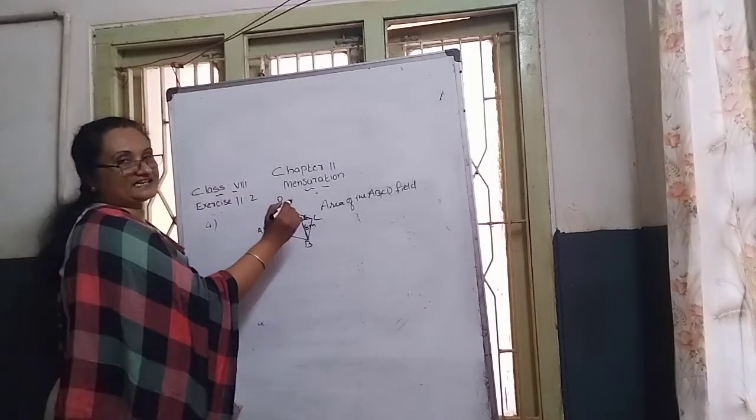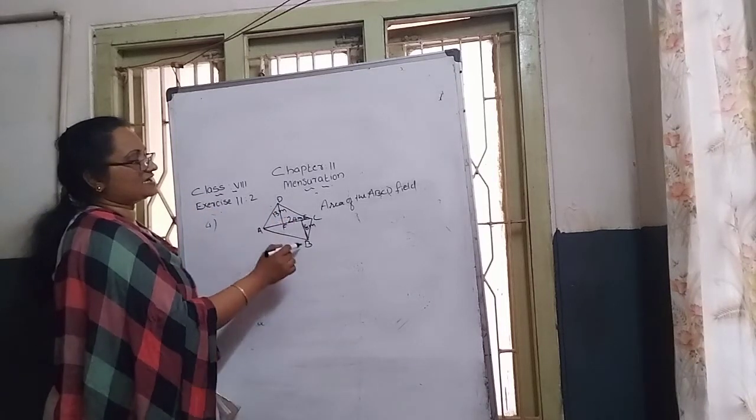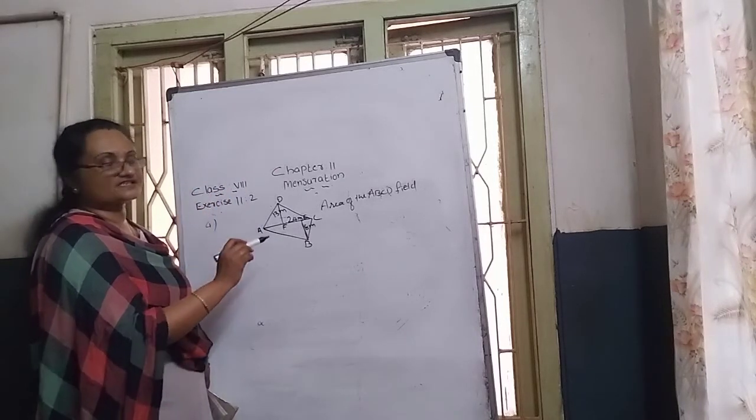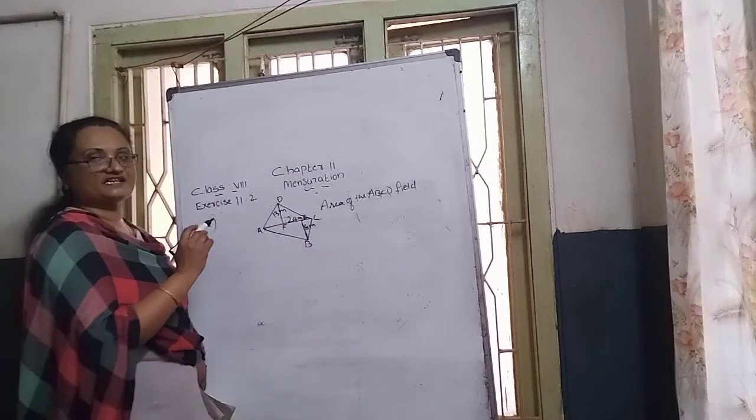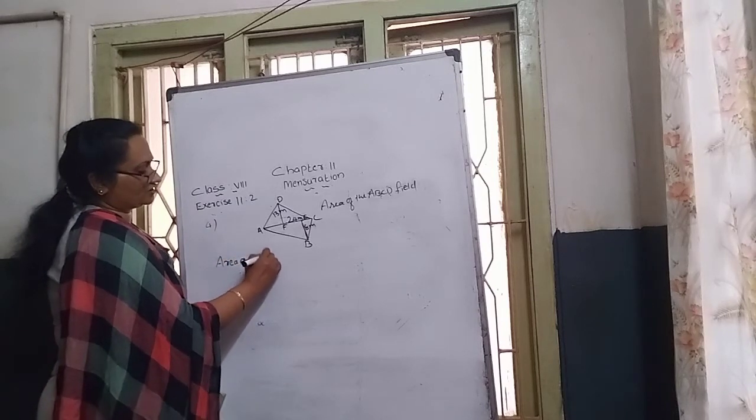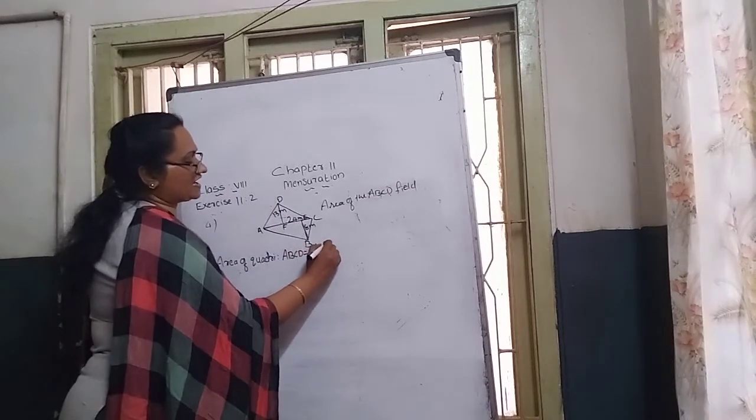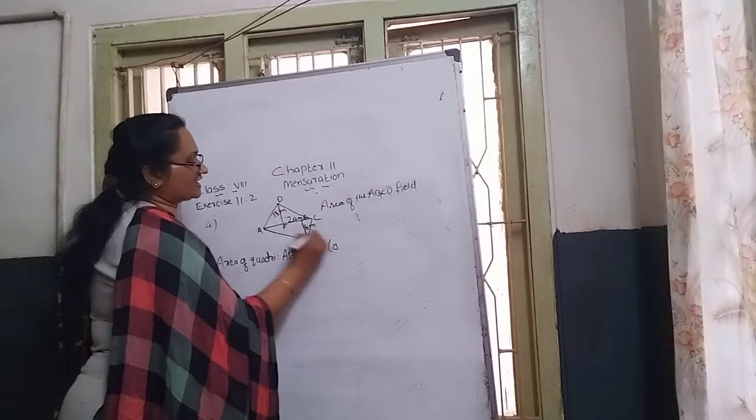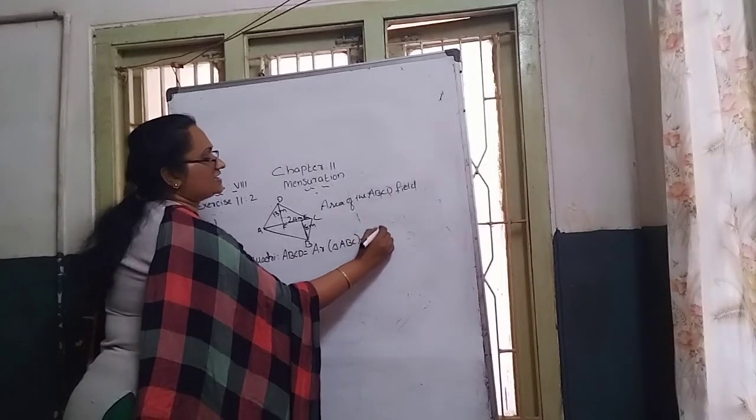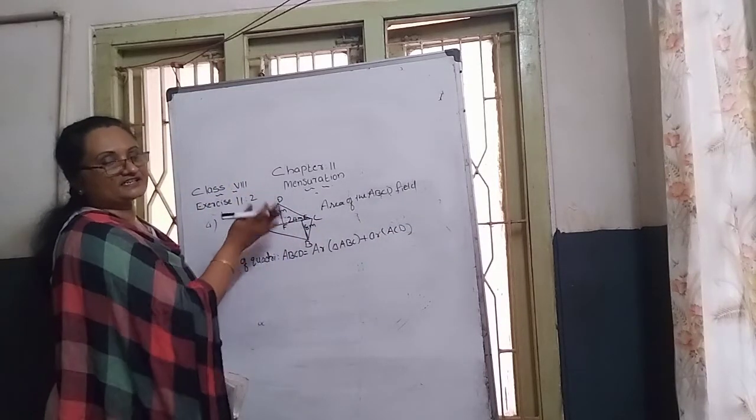A diagonal divides the quadrilateral into two triangles. Which are they? Triangle ADC, and the second triangle is ABC. We find the areas of the two triangles, and adding them we get the area of quadrilateral ABCD. So we can write: area of quadrilateral ABCD is equal to area of triangle ABC added with the area of the second triangle ACD, since the AC diagonal divides the quadrilateral into two triangles.